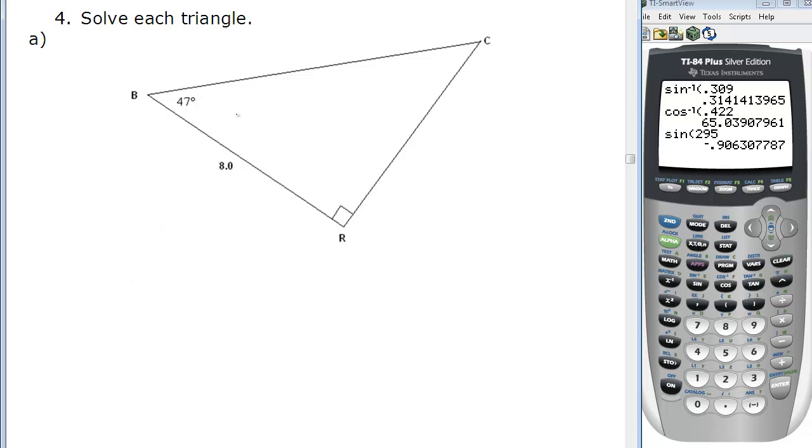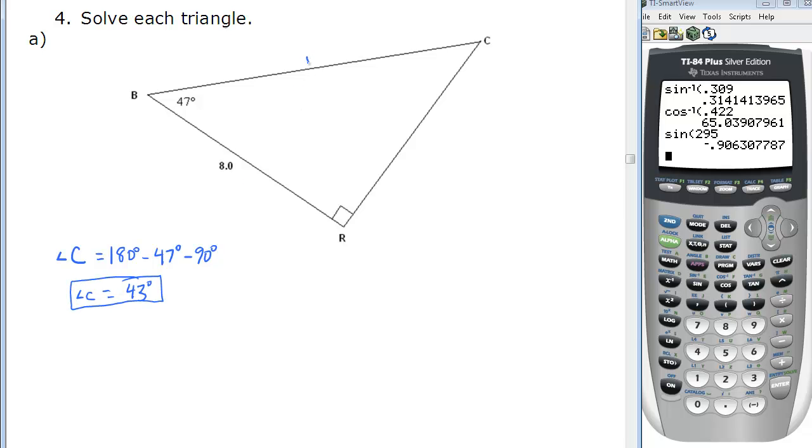So let's go ahead then. We can start by finding angle C. We know the sum of all the angles is 180. So 180 minus 47 minus the 90 leaves us with 43 degrees for angle C. So there's our first unknown.